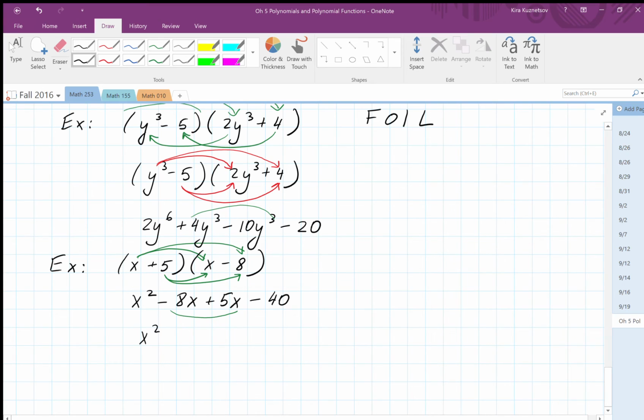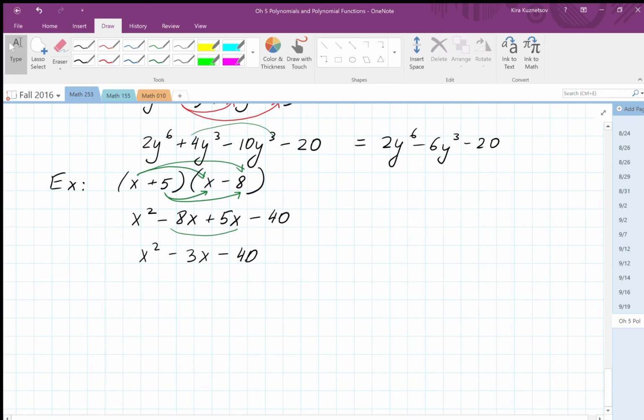So x squared stays where it's at. Negative 8x plus 5x, that's a negative 3x. And then I have my negative 40. And we just finish to collect the middle terms together. You'll have 2y to the power of 6 minus 6y cubed minus 20. Let's do another example.